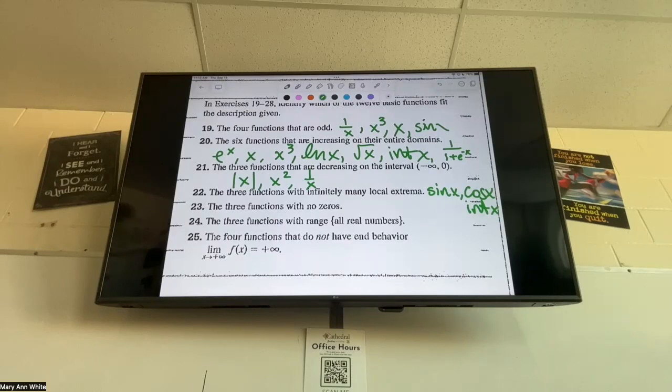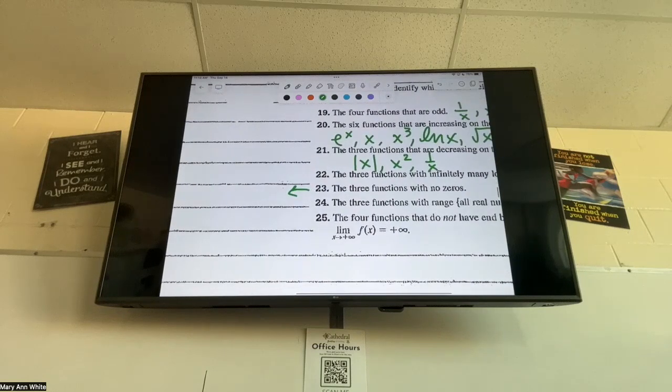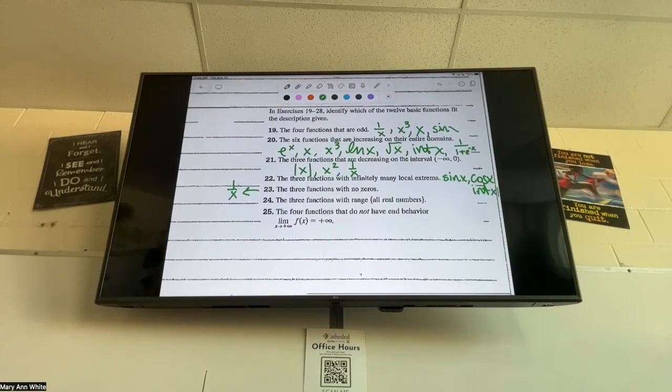Okay. Now we're looking for three functions with no zeros. Which three functions have no zeros? Reciprocal doesn't have any zeros. What else has no zeros?